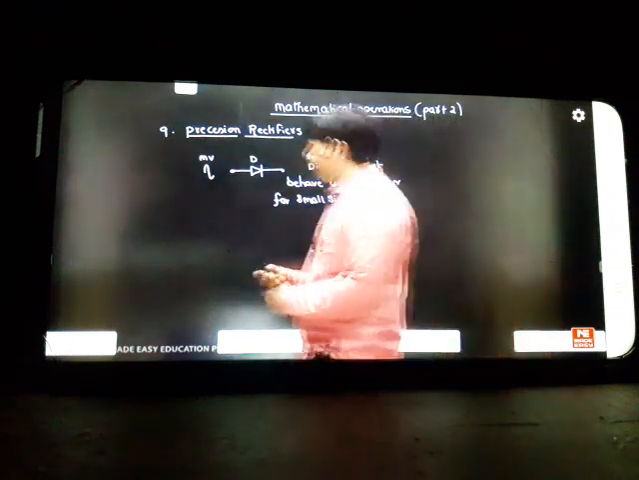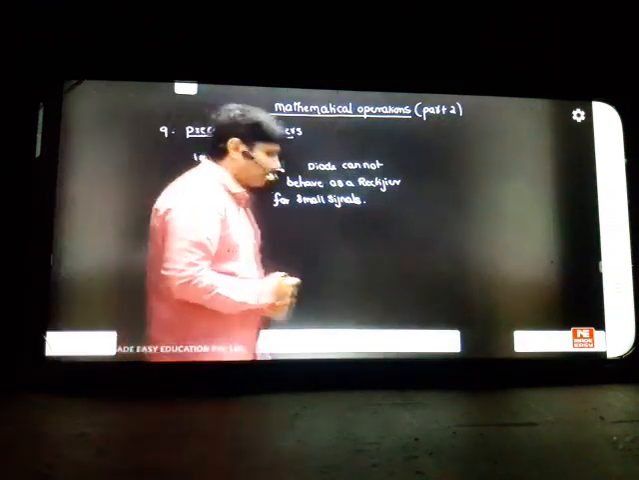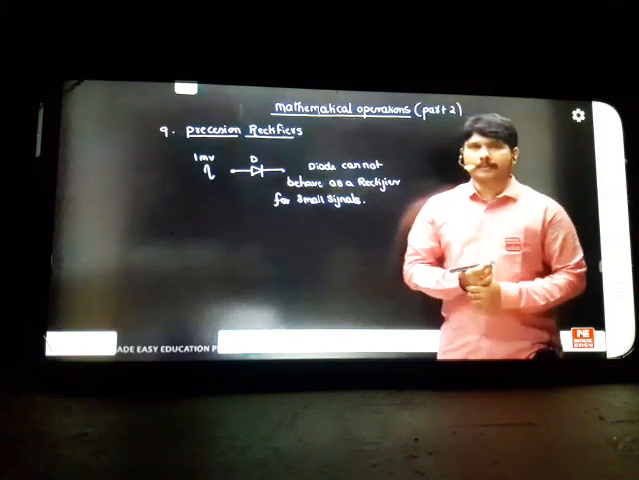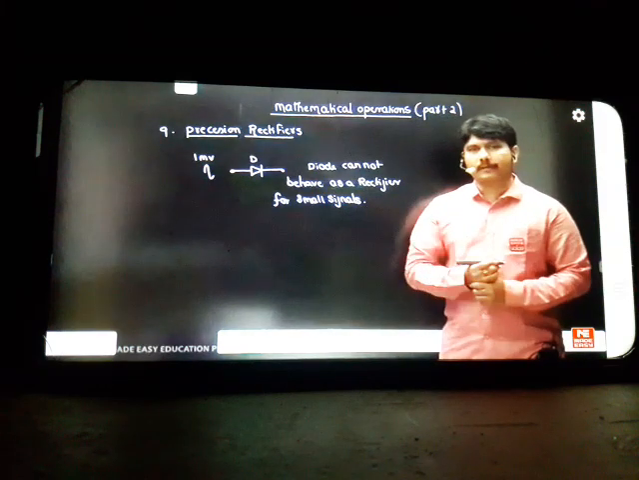Suppose 1 millivolt. For example, 1 millivolt we are giving. So if you go with 1 millivolt, the diode cannot understand that signal. If the diode cannot understand, it will not perform as a rectifier. Rectifier means it has to become on, it has to become off like that. But it is not performing.